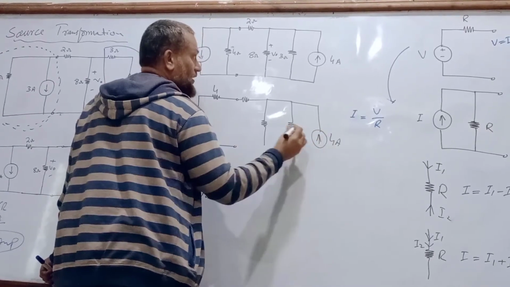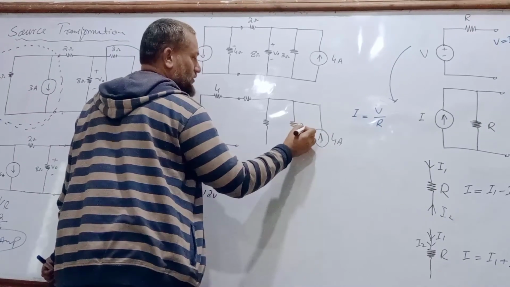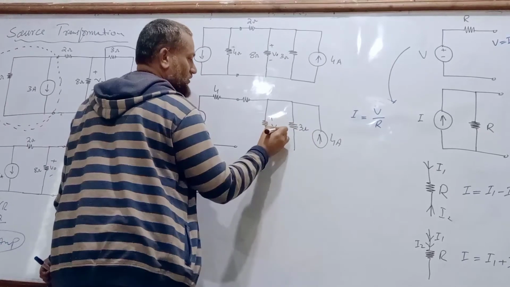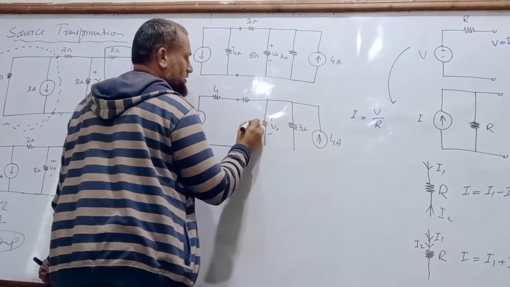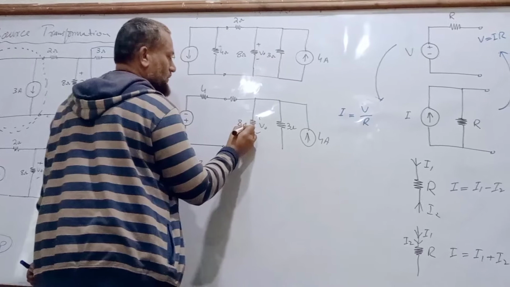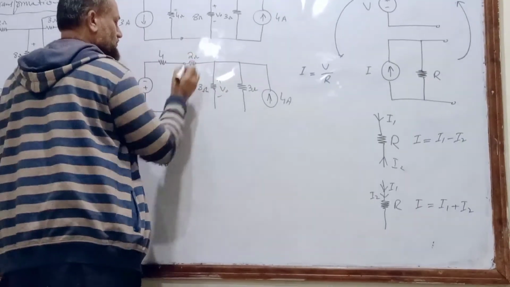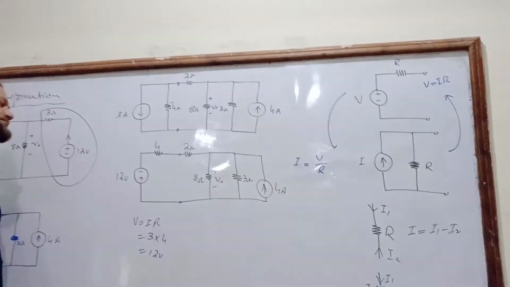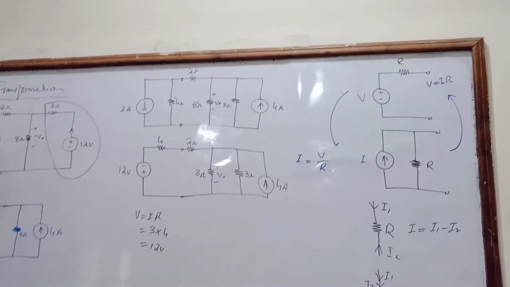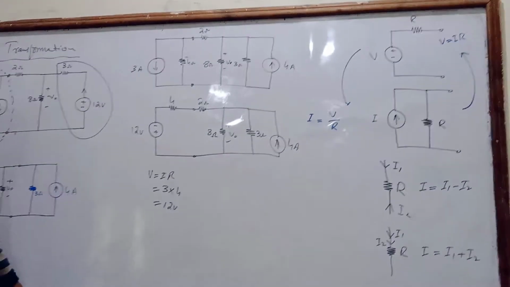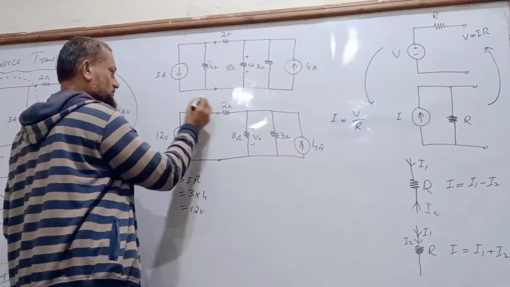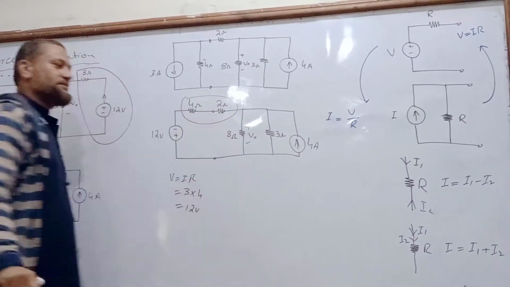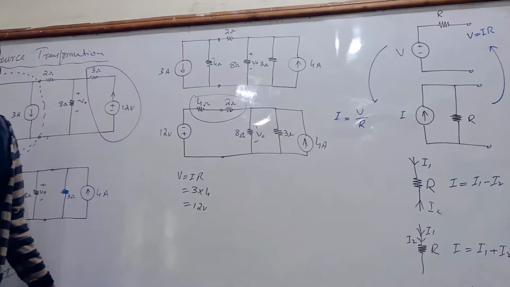4 ampere. How much is this one? 3 ohm, plus minus V naught. 8 ohm and 2 ohm, and then connect this. Understand? So look at over here. In series. Correct?